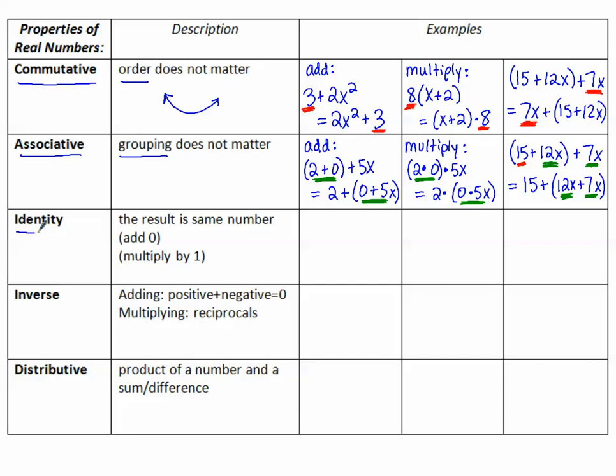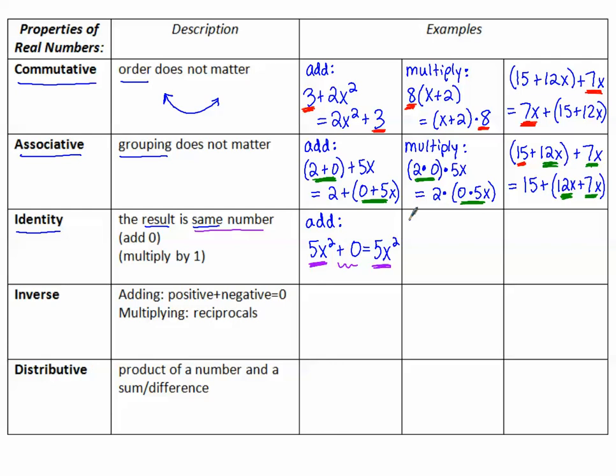Let's take a look at the identity property. The result will be the same number we started with. When we add, we're adding 0. When we multiply, we're multiplying by 1. Here is the identity property of addition. 5x squared, if I add 0, I get 5x squared. See how what I started with is 5x squared, I added 0, and I came out with 5x squared, the same number that I started with.